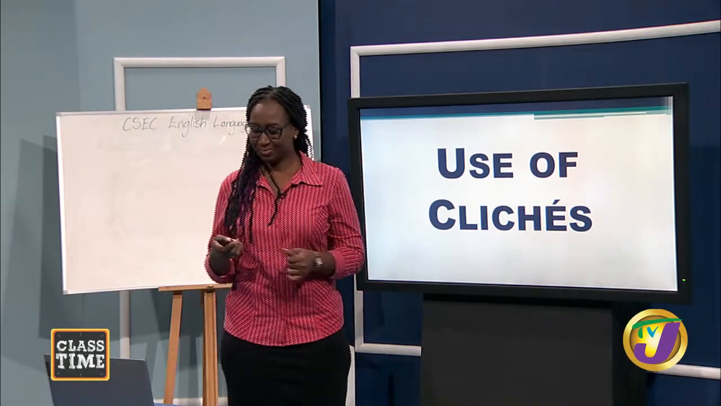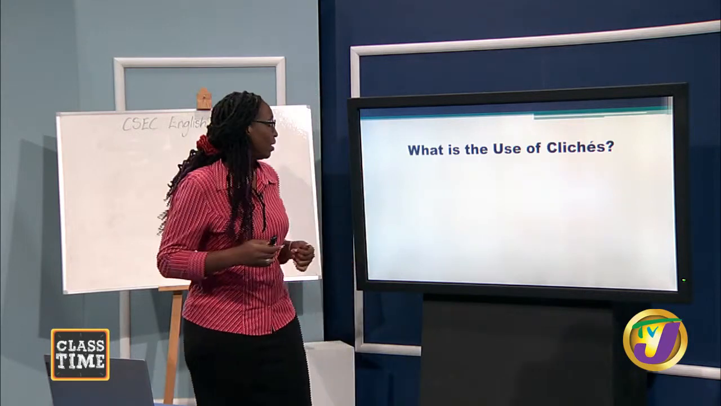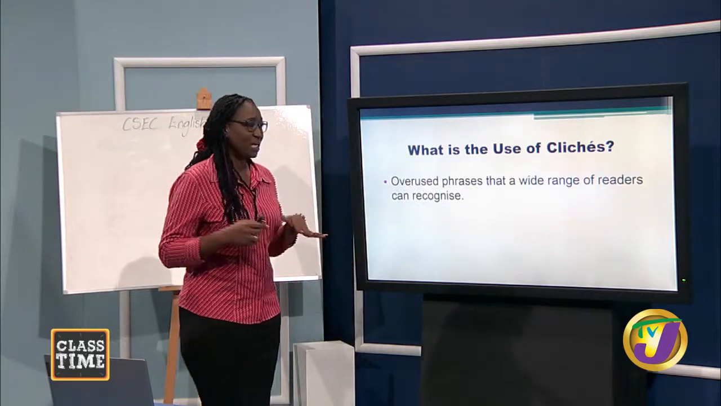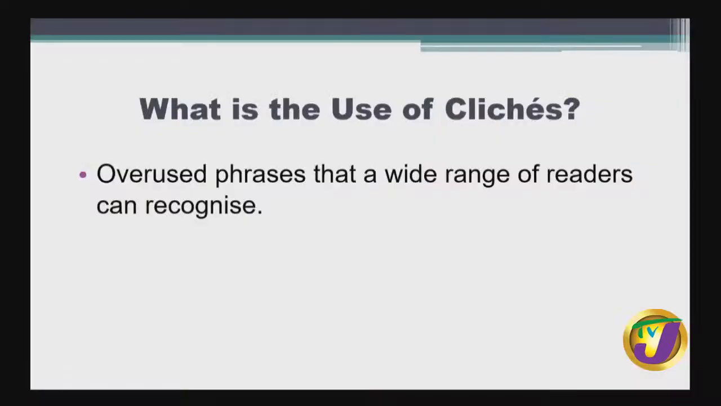So let's look. So now, as we understand, a cliche is an overused expression. And because it's an overused expression, a wide range of readers or listeners in your audience would be able to recognize it easily. So it's overused, but it's something that they're familiar with. And again, you can use familiarity to help you in your arguments.